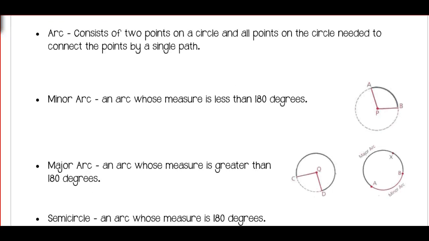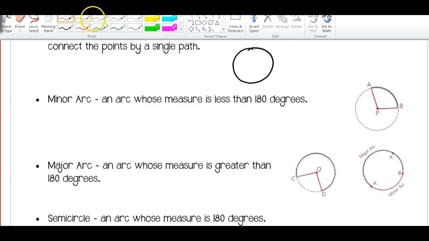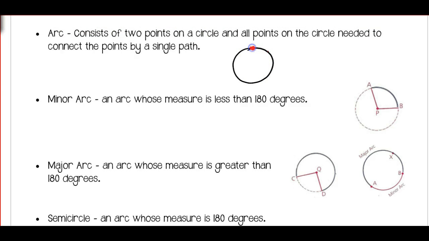So for example, an arc, we know it consists of 2 points on a circle and all points on the circle needed to connect the 2 points by a single path. So I mean, it's just a fancy way to say that I've got 2 points. So here's 1 point, here's another point, and then if I connect these two, all those points on the circle that I've made red now would consist of the arc. So the 2 points and that red arc.